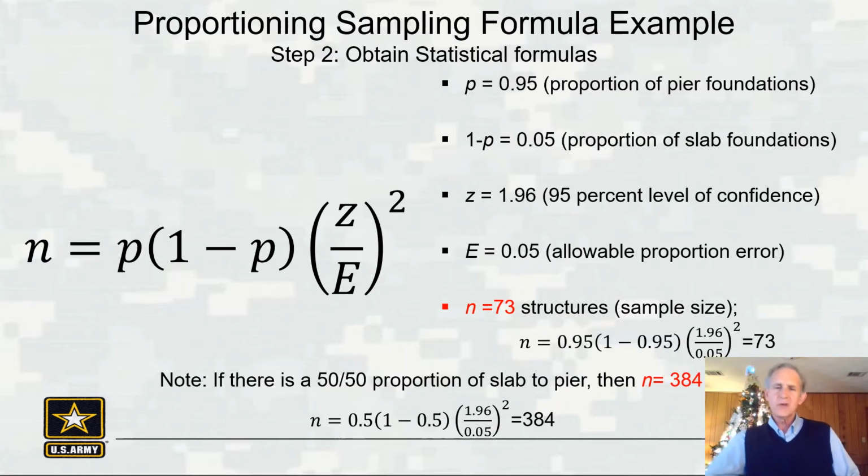And you can see here's an example of where if it is 95%, say, slab and 5% pier, or it's the other way around, you would do 73 structures. But if it was 50-50 and you plug those numbers in, you have to do 384. So again, the more variation, the larger your sample size. And of course, your allowable error, and we said 5%.